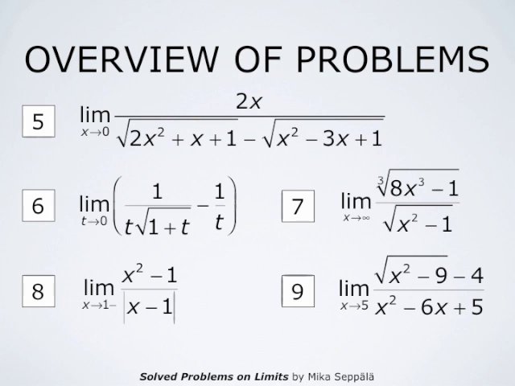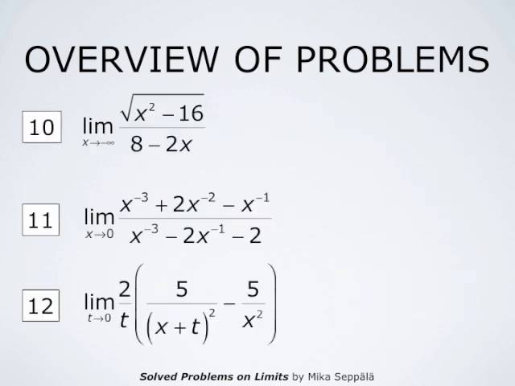In problem 8, x approaches 1 from the negative side, and we have to compute the limit of x squared minus 1 divided by the absolute value of x minus 1. In problem 9, we have to compute the limit as x approaches 5 of the square root of x squared minus 9, minus 4, and this difference divided by x squared minus 6 times x plus 5.